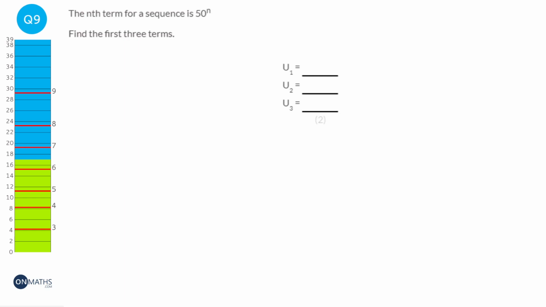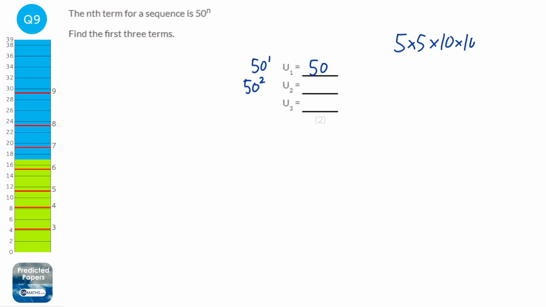So the first term will be 50 to the power of 1. Anything to the power of 1 is just itself, so that will just be 50. The next one will be 50 squared, so that's going to be 50 times 50, which would be 5 times 5 times 10 times 10, 25 times 100, which would be 2,500. And then the last one is 50 cubed, so that's going to be 2,500 times 50 again. And so when you times that out, you get 125,000.